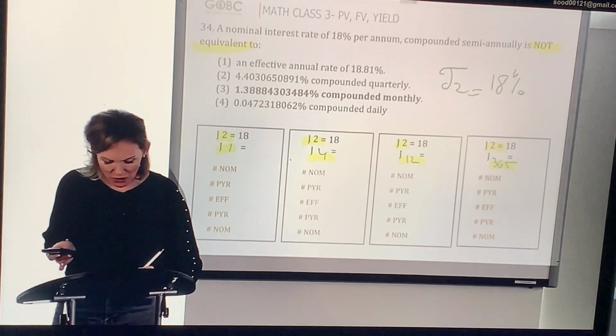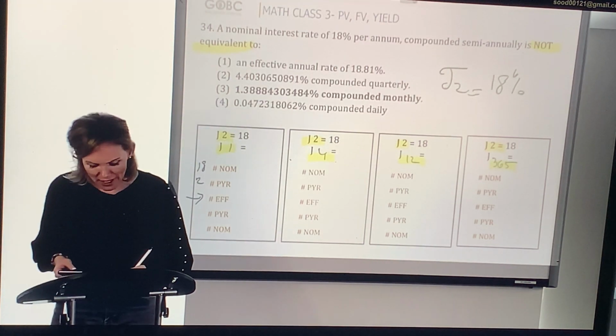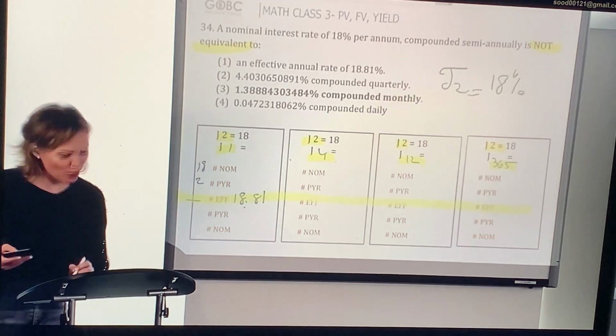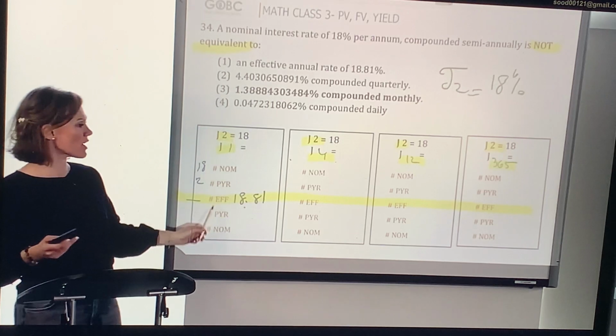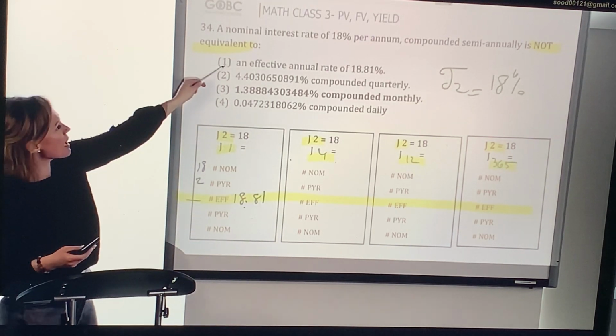So you're gonna do 18 shift norm, 2 shift PYR, shift effective, and you can stop. It will come up to 18.81. So from now on, all of the effectives will be 18.81 for all of the options in there, right? So if you want to come back to shift effective, you can just press it so you don't have to press all the other things in there. Okay, so option 1 matches it, so that means it's not the answer.